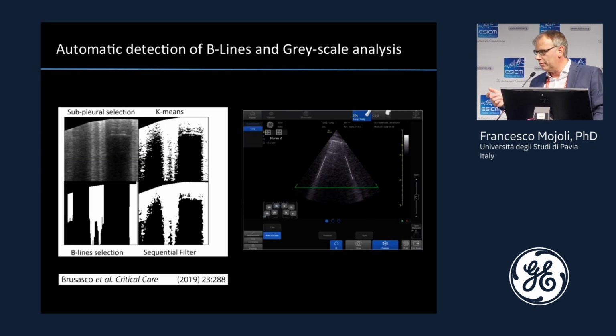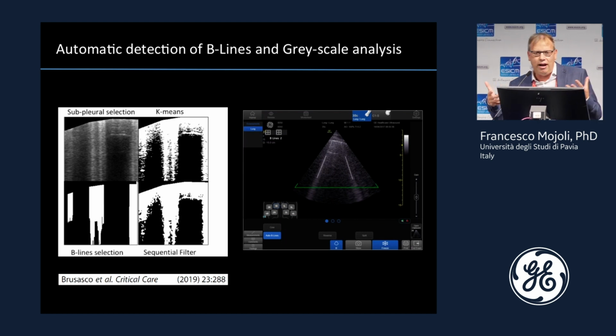I like automation as well, because automation makes our life easier, and automatic grayscale analysis to detect and count B-lines was very recently validated, and actually it is already implemented in echo machines.